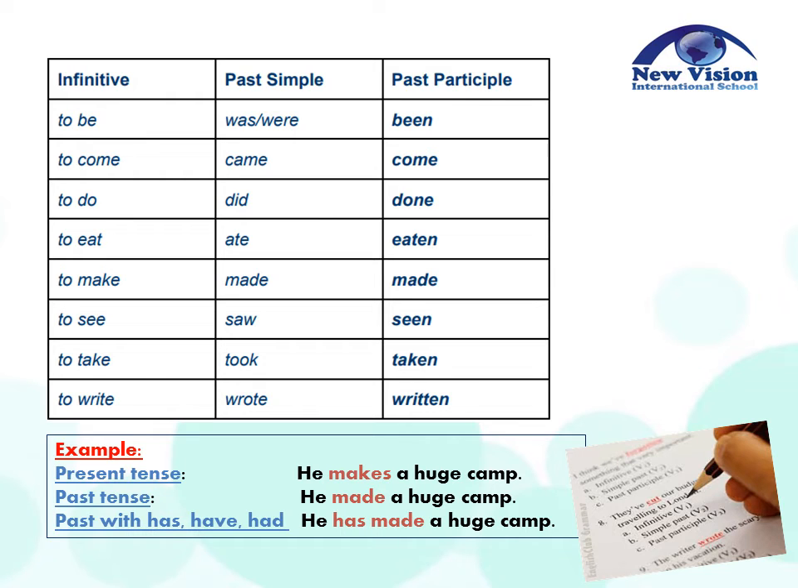Eat. The present tense. The past of eat? Ate. I ate delicious pasta last week. Okay, what's the past participle of the verb eat? It's eaten. What will you say? For example, she has eaten delicious pasta.